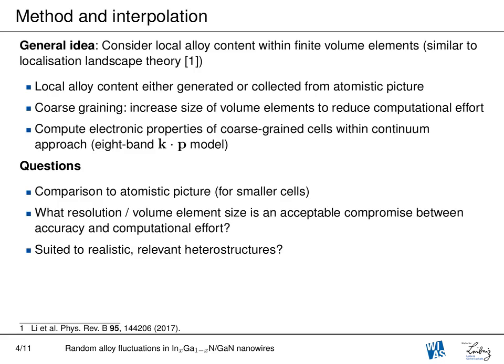So our questions are now: how good is the comparison to an atomistic picture for those cells where we can still do both simulations, the atomistic one, which here is a tight binding model, and the 8-band k.p simulation? In this context, what resolution or volume element size would be acceptable for a good compromise between accuracy and computational effort? And in the end, is this suited to describe realistic and relevant heterostructures?